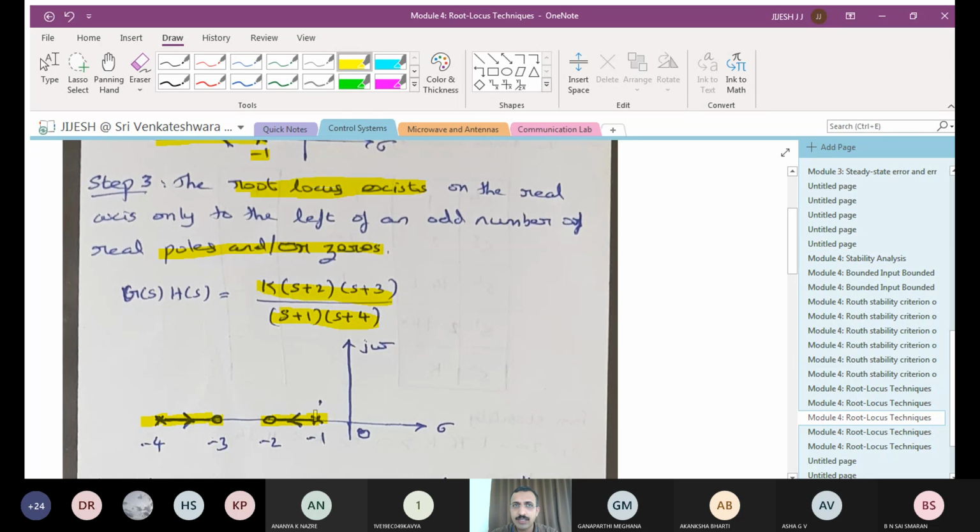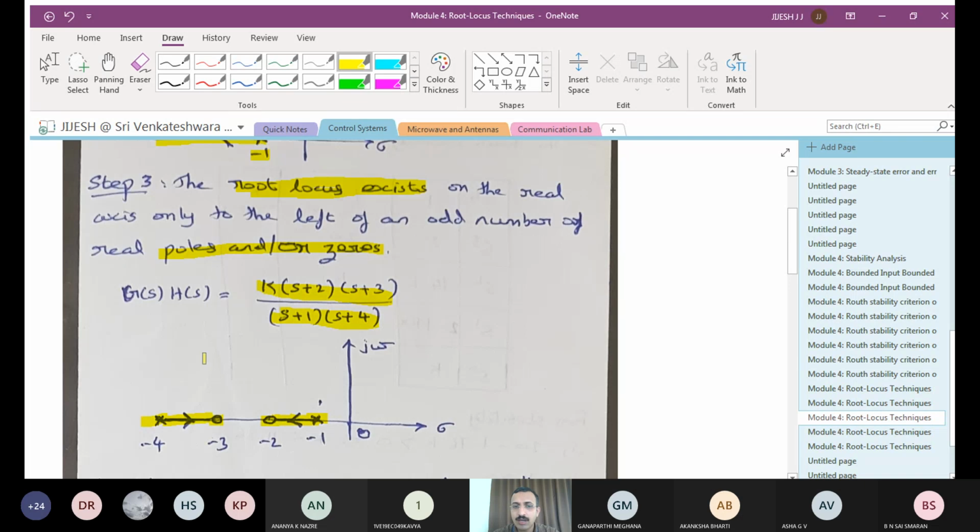In step 1, we understood how to find out the poles and zeros, and we have plotted them. Then we found out how many branches are available. The number of branches can be determined by finding the number of poles as well as zeros. So we found that there are two poles and two zeros, so we could find that two branches will be there.